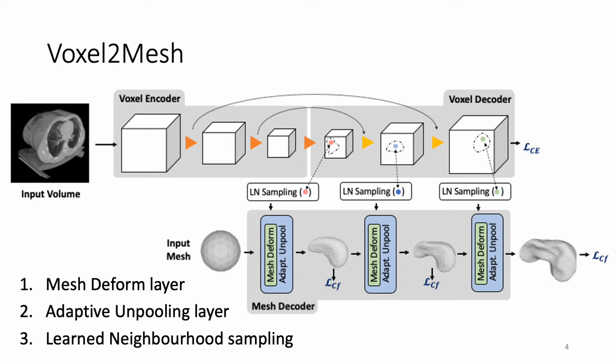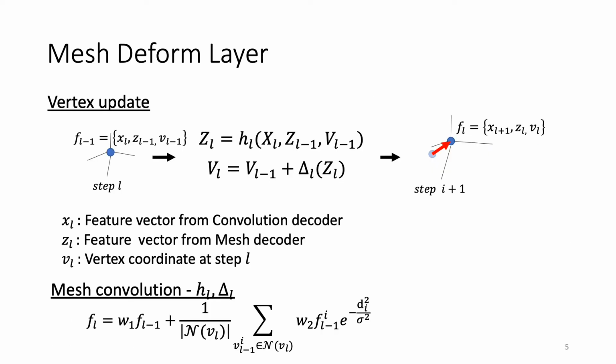The mesh decoder proposed in the architecture consists of three main parts. They are the mesh deform layer, adaptive unpooling layer, and the learned neighborhood sampling layer. Now we look at them in more detail. As the name suggests, the mesh deform layer performs updates to vertices in the mesh. Each vertex in the mesh at a given step L has a feature vector FL associated with it. This vector consists of its coordinates VL, a latent feature vector ZL from the previous mesh deforming layer, and a feature vector XL+1 from the voxel decoder.